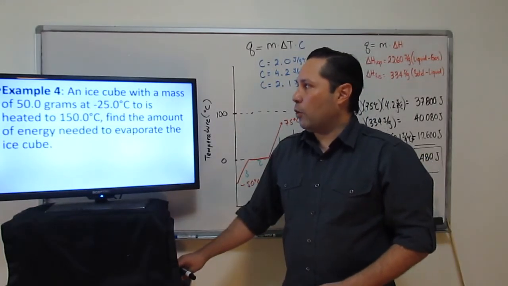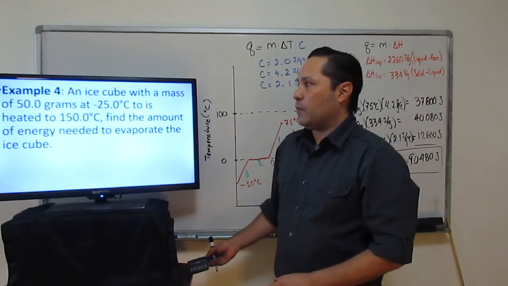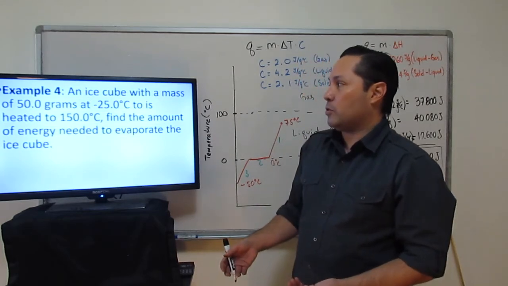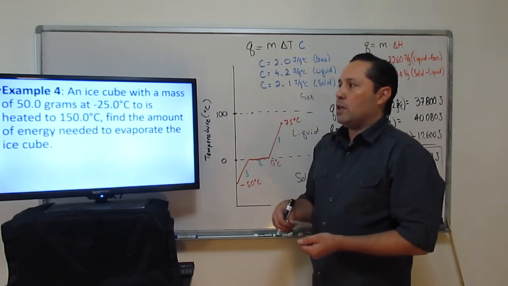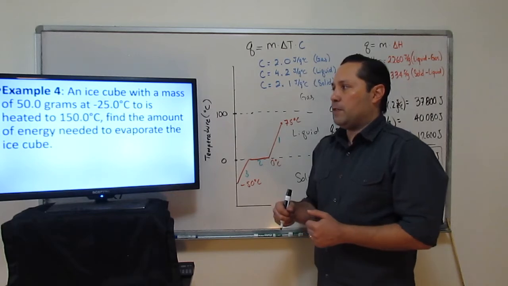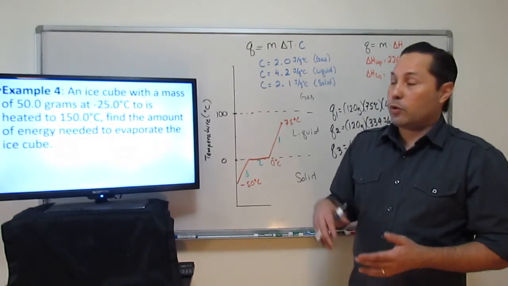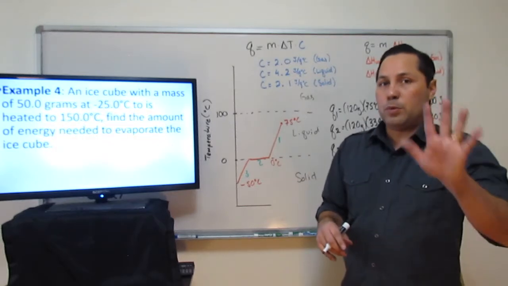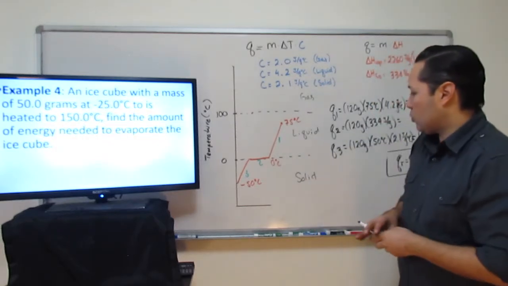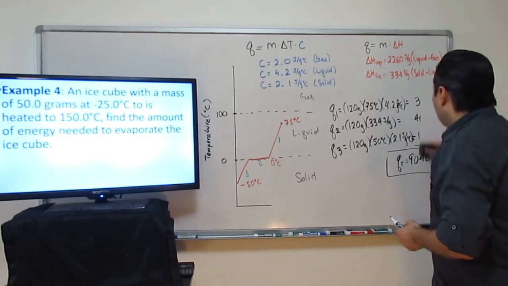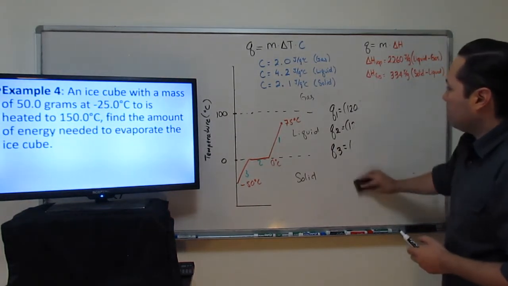And example number 4, we're given, it says an ice cube with a mass of 50 grams at negative 25 degrees Celsius. Figure out the energy to get it to 150. So how much energy is needed to get it to evaporate? All right, so we're going from solid to liquid to gas. So this one will require 5 different equations to solve for this. All right, let's get rid of example 3.